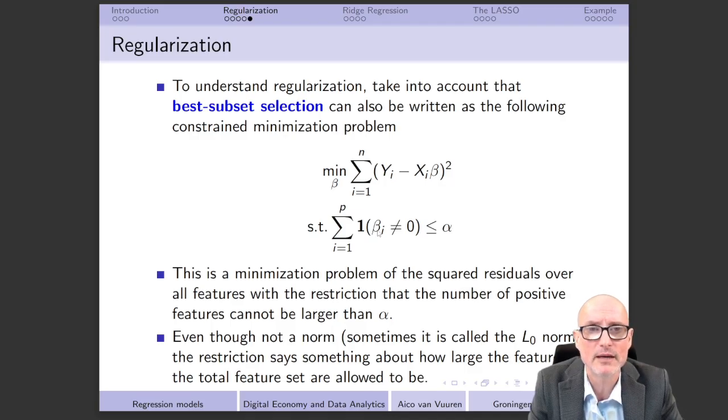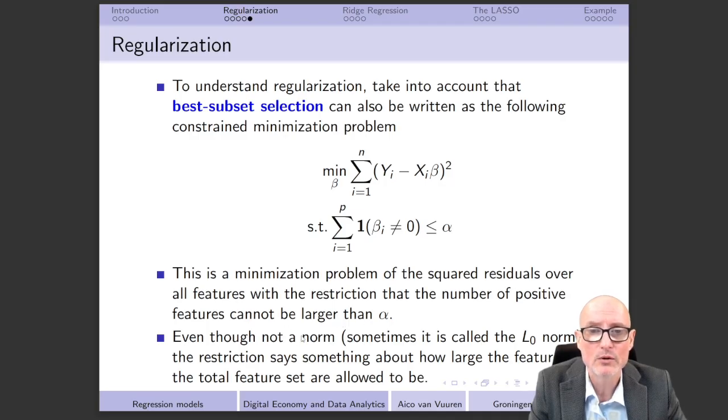This is the same as saying that at the moment that we are going to include an additional regressor in a regression, then the R squared will always go up. And here we should realize that the sum of squared residuals will always go down by including an additional regressor. So this is a minimization problem of the squared residuals over all features, with the restriction that the number of positive features cannot be larger than alpha.